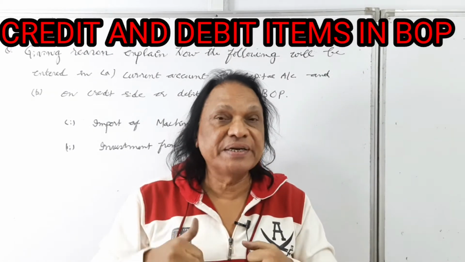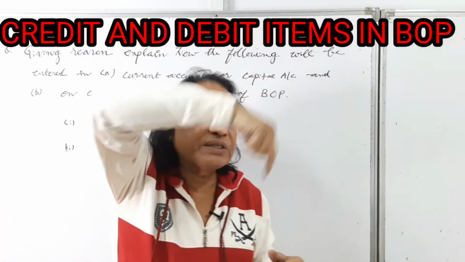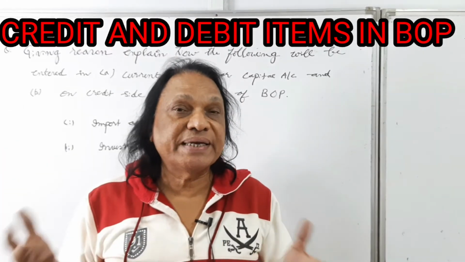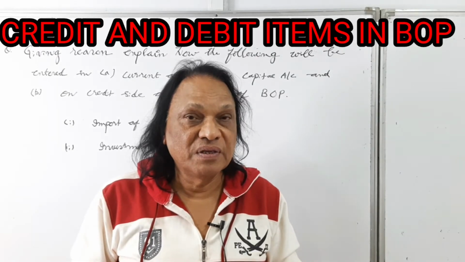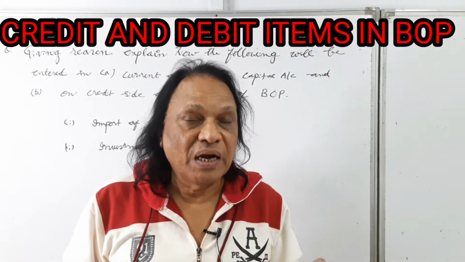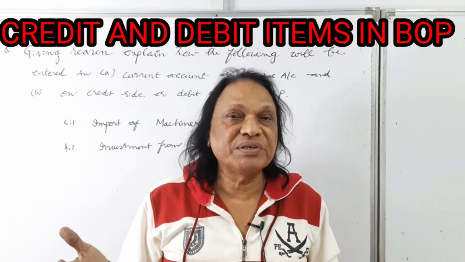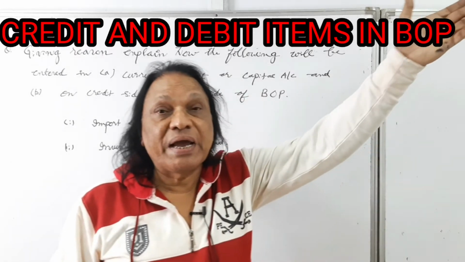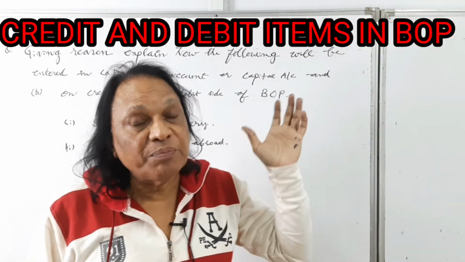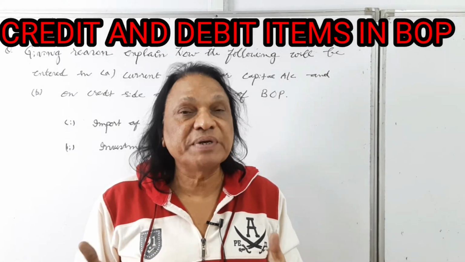What exactly is a credit item? I'll tell you a simple example. If foreign exchange or dollars are coming to the country, we call it a credit item. That means it is credited in our account. Maybe we are exporting goods to them, we are getting dollars, so we will be crediting it to our account. Or maybe we are working abroad, some Indians are sending money to India, that is a credit item. What is a debit item?